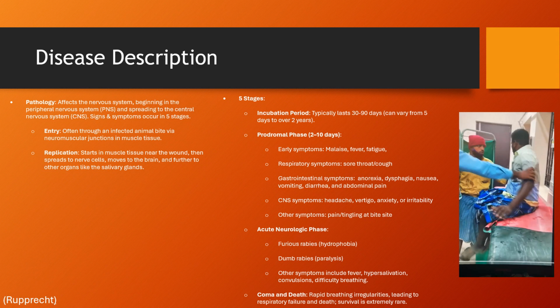Coma and death are 2 separate stages but go hand in hand with each other. Rapid, irregular breathing leads to paralysis, coma, and respiratory failure. Ventilator assistance may prolong survival, but the disease is nearly always fatal, with only 7 documented cases of survival in the US after symptoms appear.